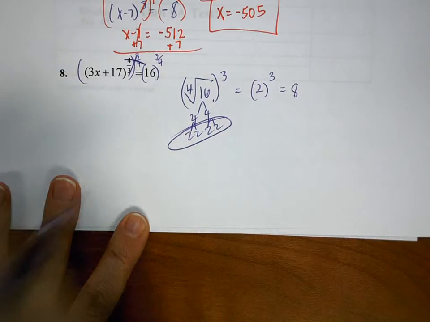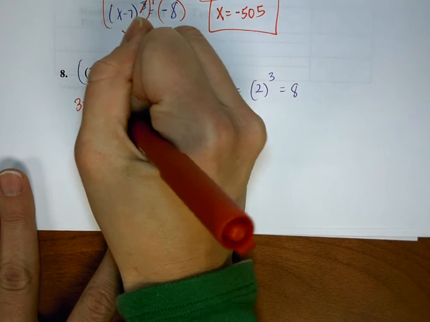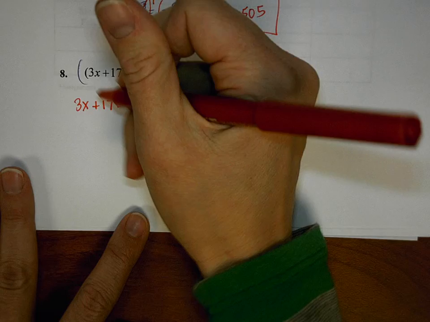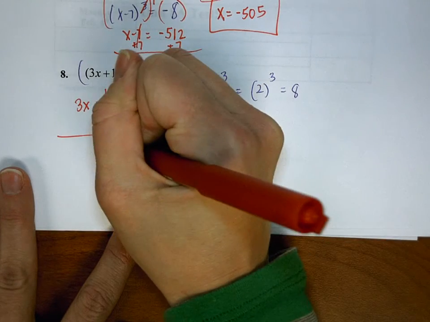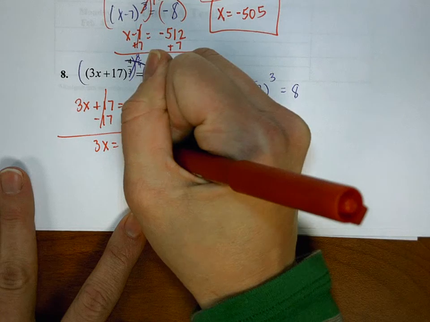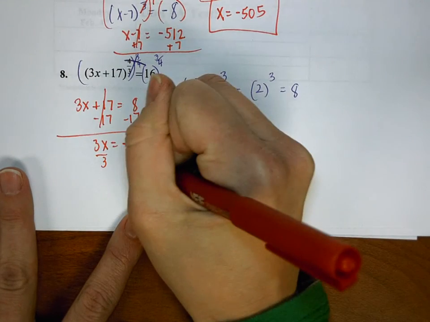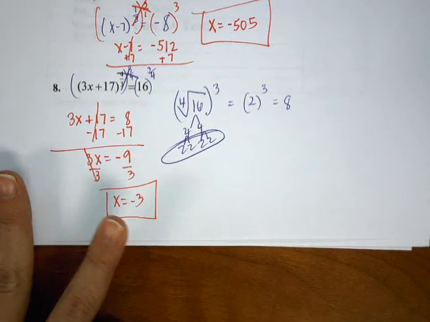8. Okay, so that means my equation now is 3x plus 17 equals 8. I subtract 17 from both sides. 3x equals negative 9. Divide by 3, and x equals negative 3. Any questions?